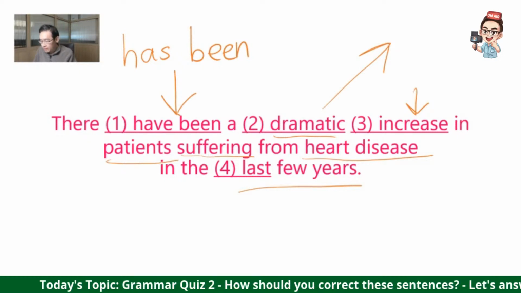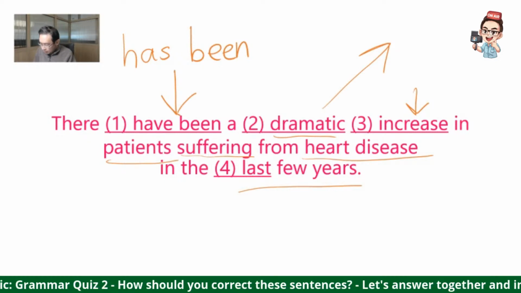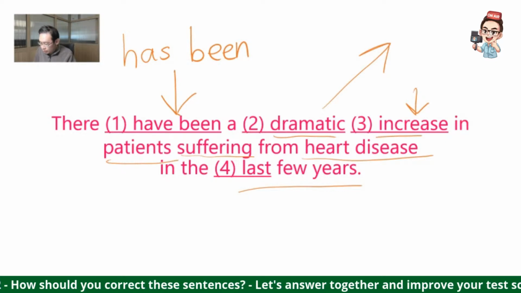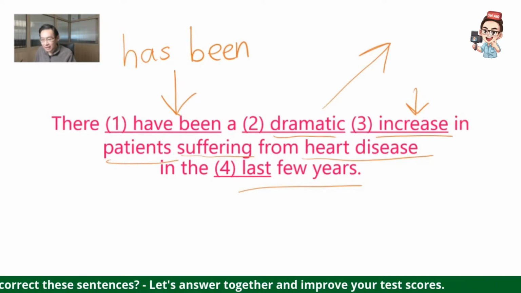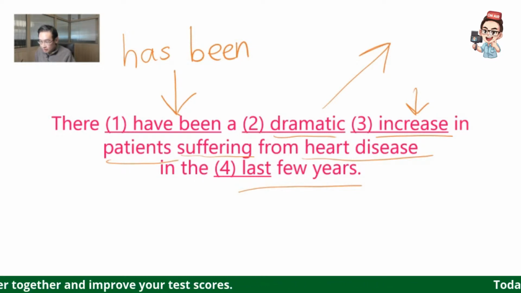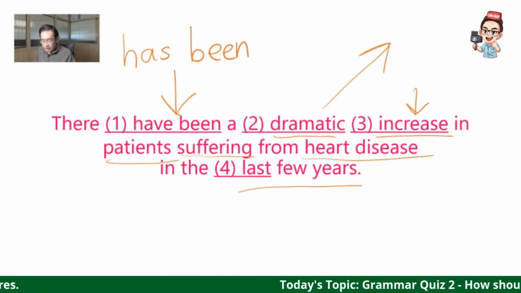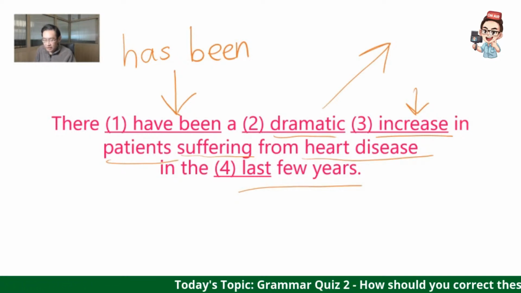Why? Because the main verb here, the main word here is increase. Okay, and increase here is singular. So we don't use there have been. We need there has been.